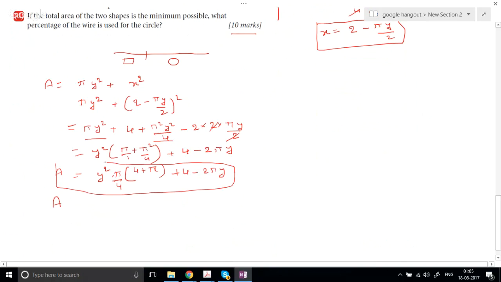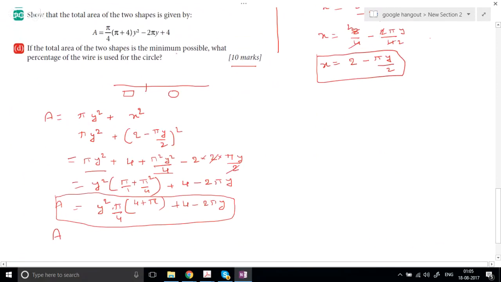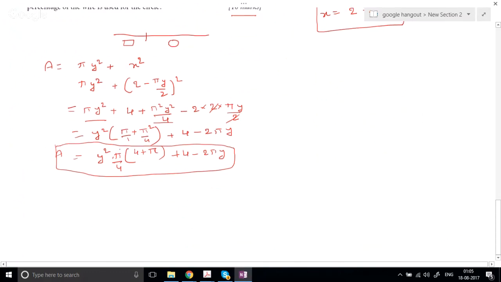Is the expression they wanted. Now the last part is that the total area of the two shapes is the minimum possible. What percentage of wire is used for the circle? Okay. Now whenever there is a question of minimum or maximum, think of differentiation. So let us differentiate this A with respect to y.